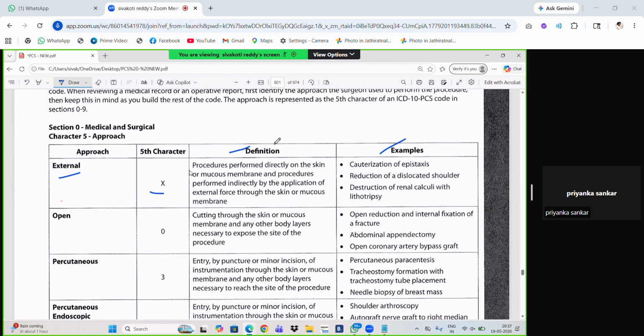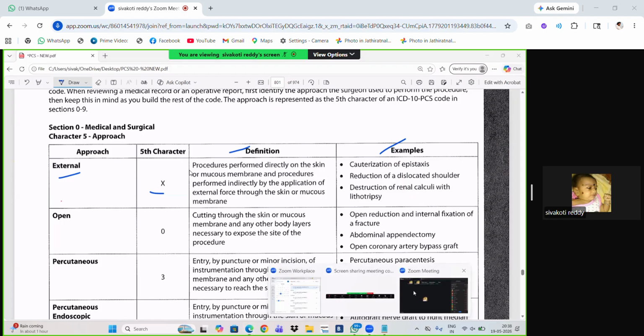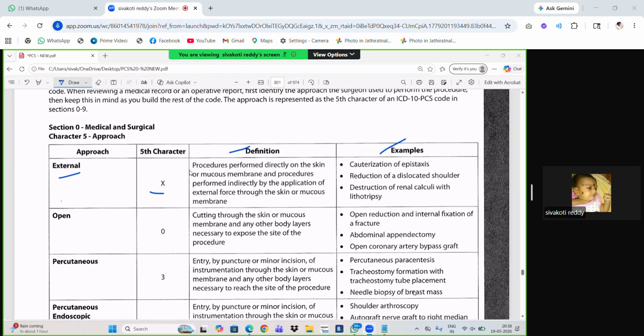Not too deep into the body, only superficial, that is on skin, without making any incision. Skin level procedures, correct? They don't cut or puncture, no incision. Directly or indirectly, they will apply some pressure and they will complete the procedure. It does not cross the skin. What are the visible things? If they remove, it should be external.